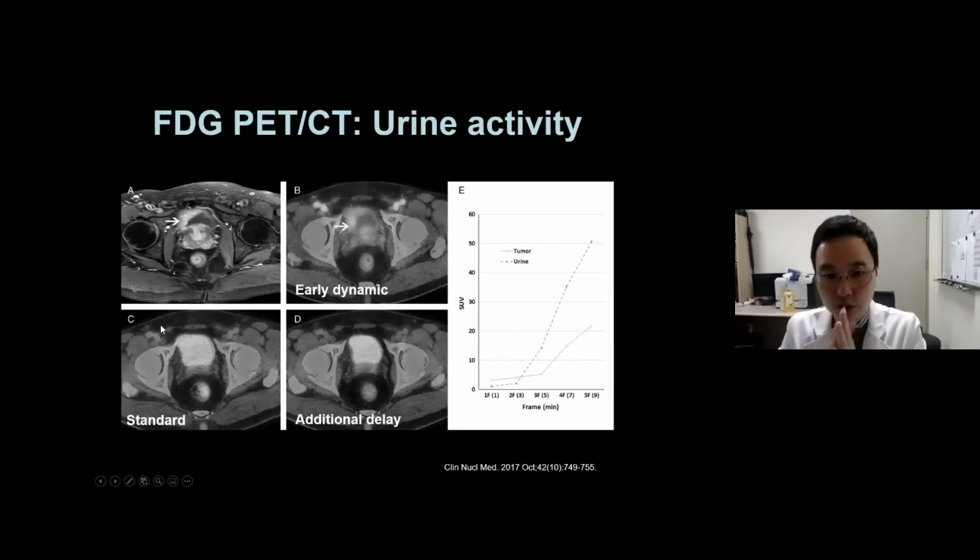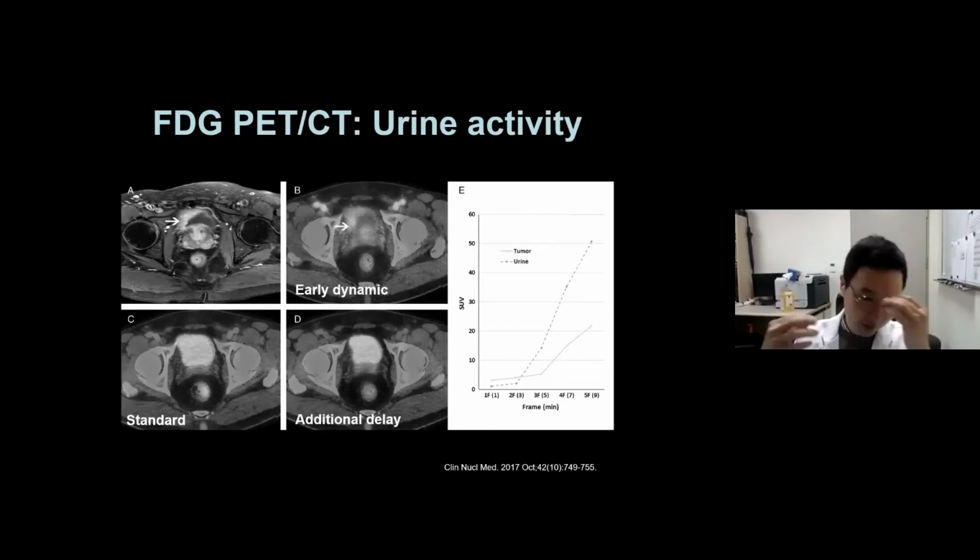By using this early dynamic imaging, they found that sensitivity for detecting the lesion was up to 85%, compared to the standard method at 57%, which was significantly higher. The SUVmax in this early dynamic PET was reported to be correlated with the invasiveness of the bladder cancer, and also the histological grade and the tumor size.